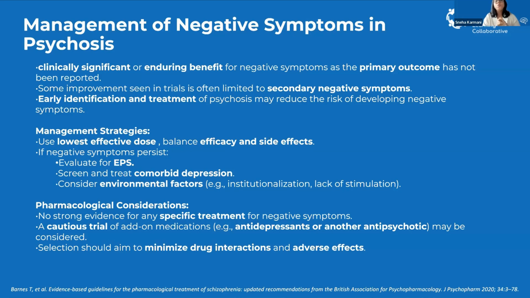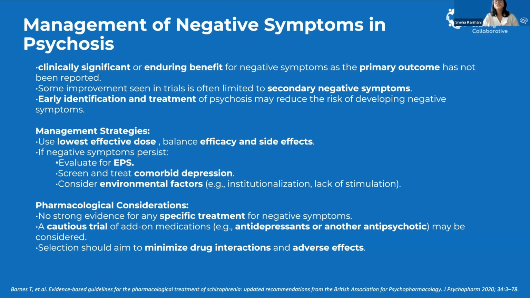Now, what management strategies must one adopt to treat negative symptoms? It's important to use the lowest effective dose. There has to be a good balance between efficacy and side effects. As I earlier mentioned, EPS or extrapyramidal side effects could present like negative symptoms. If there is comorbid depression, it's important to identify it and treat it. We must consider environmental factors.